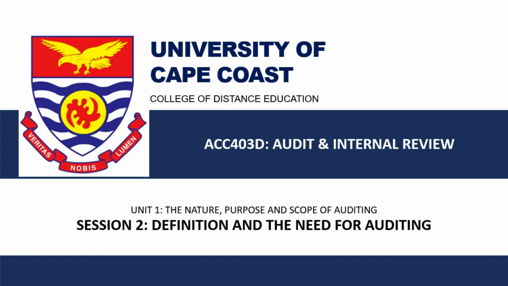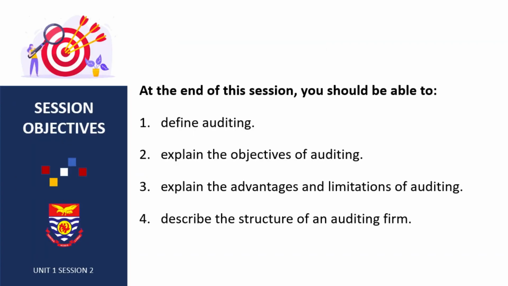We will be looking at the definition and the need for auditing. At the end of this session, these are the objectives that must be achieved. You should be able to define and explain auditing, explain the objectives of auditing, explain the advantages and limitations of auditing, and describe the structure of an auditing firm. So these are the objectives that must be achieved at the end of the lecture.